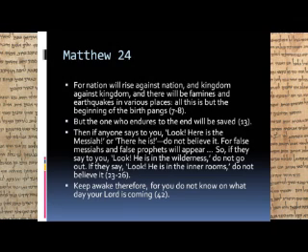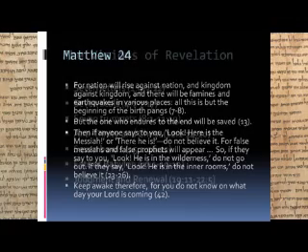Nation will rise up against nation, and kingdom against kingdom, with famines and earthquakes, so it's going to be bad at the end. But the one who endures to the end will be saved. And if anyone says to you, look, here's the Messiah, there he is, don't believe it, for false messiahs and prophets will appear. So if they say to you, look, he's in the wilderness, do not go out. If they say, look, he's in the inner rooms, do not believe it. Keep awake, therefore, for you do not know on what day your Lord is coming. But there's no mention here about the faithful doing the fighting.